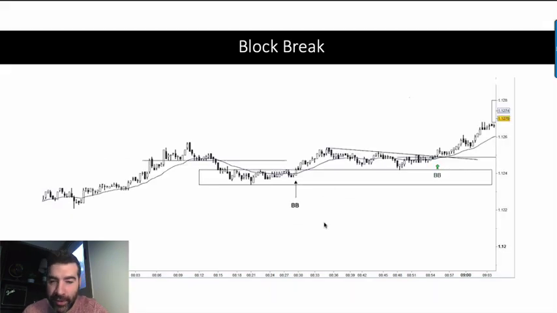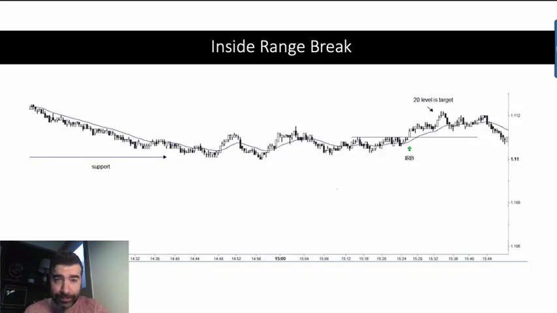So in a span of 20, 30 minutes, you have 2 block breaks, so you could probably pull 20 pips off that. That's the block break. Okay, then we have the inside range break.